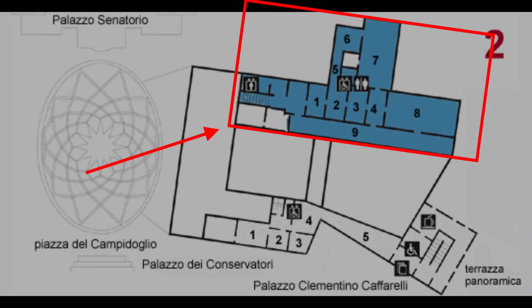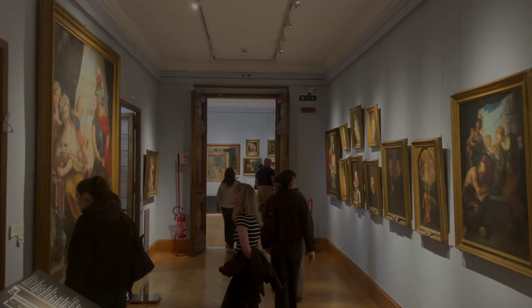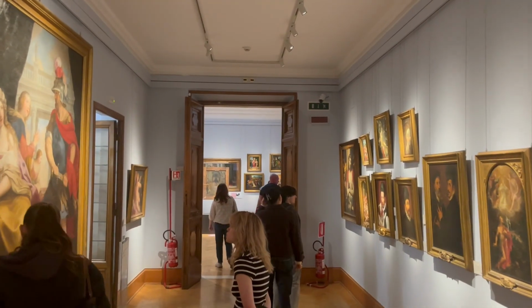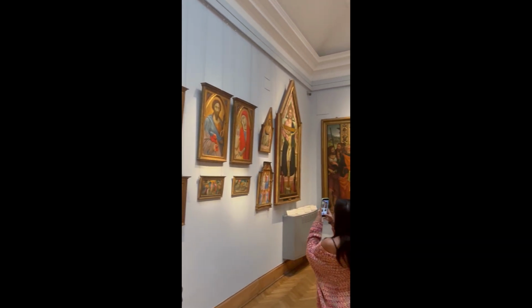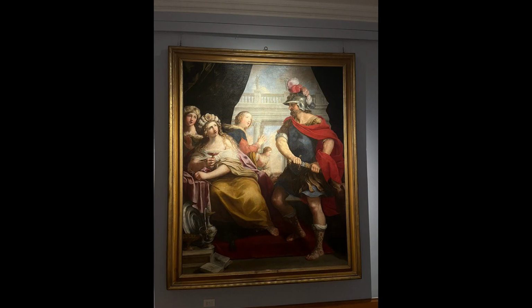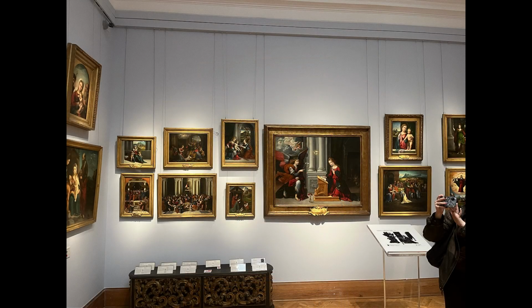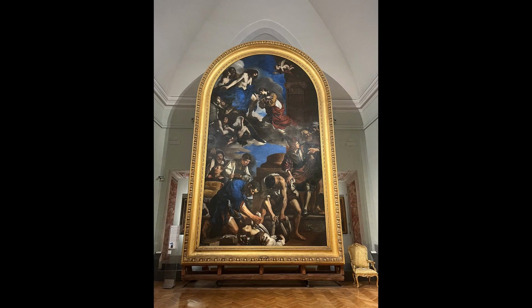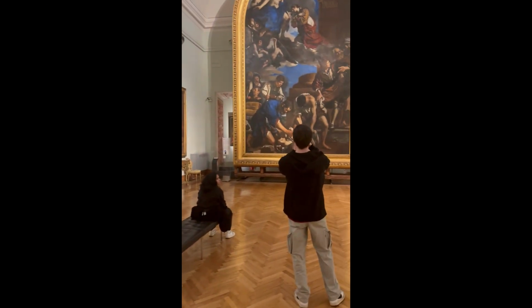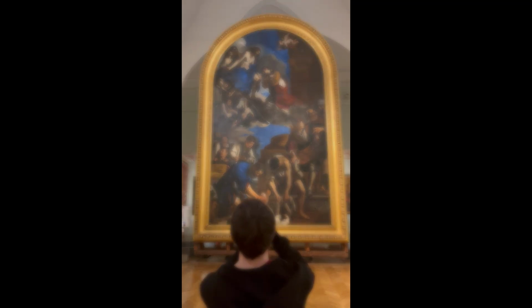On the other end of the first floor, we enter the art gallery, which consists of the final pieces of the museum before it opened in 1734. These rooms consist of artwork of all shapes and sizes, most notably, I'm sorry if I butcher its name, the Burial and Glorification of Santa Petronilla, which is, in my opinion, the centerpiece of the art section.